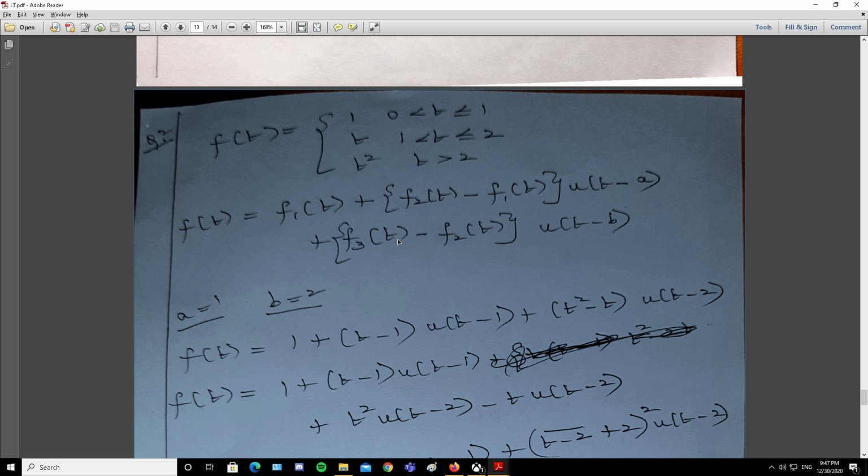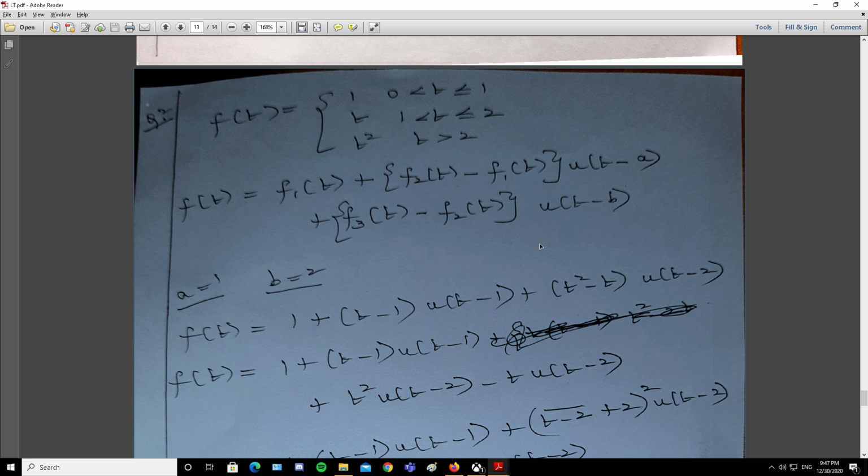So if a function is defined in 3 subintervals, you should make use of theorem 2. You should learn the statements of theorem 1 and 2 by heart. So what is the statement of theorem 2? F of t equals f1 plus f2 minus f1 u of t minus a plus f3 minus f2 into u of t minus b. Now what is a here? Ignore 0. What is a? 1. B is 2. Leave 0. The constant a is 1, constant b is 2. f1 is 0, f2 is t, f3 is t square.